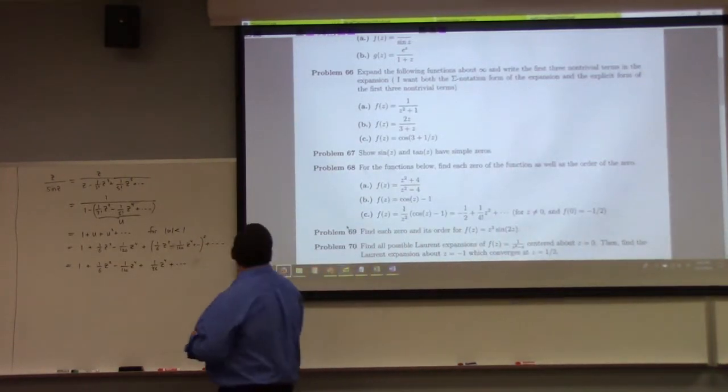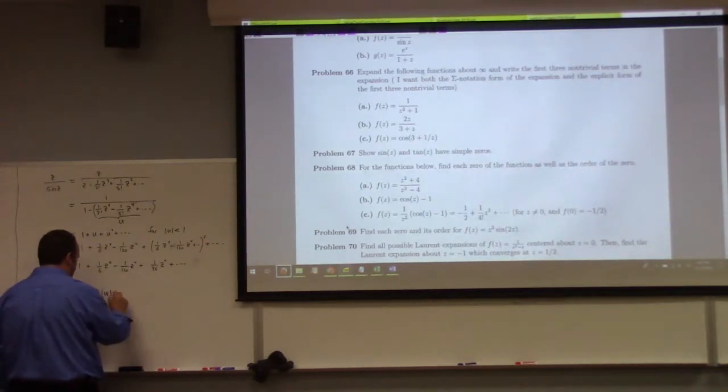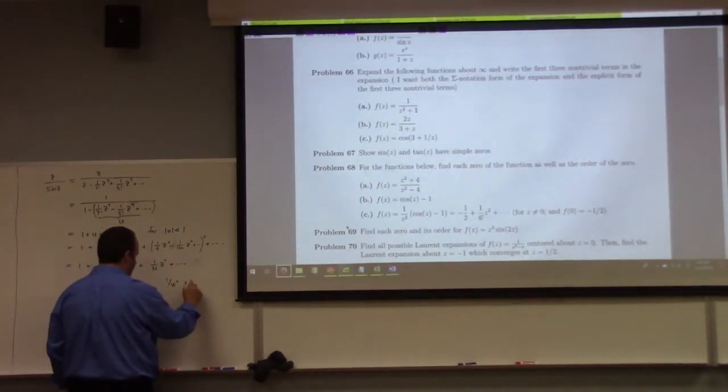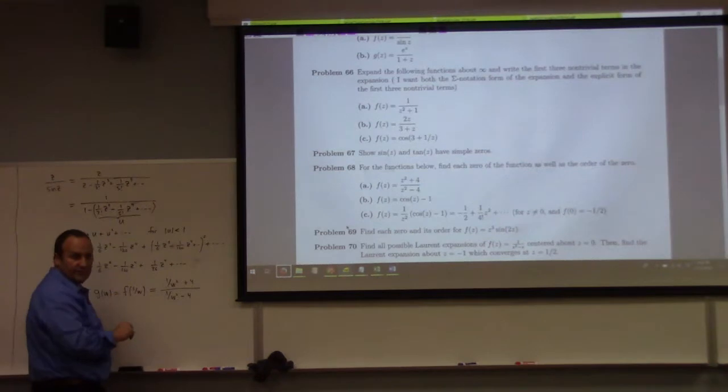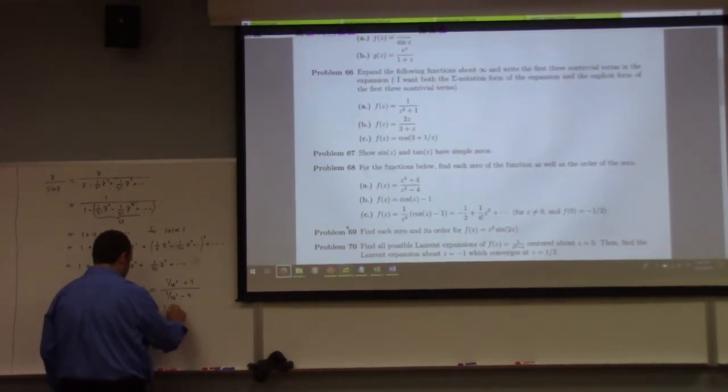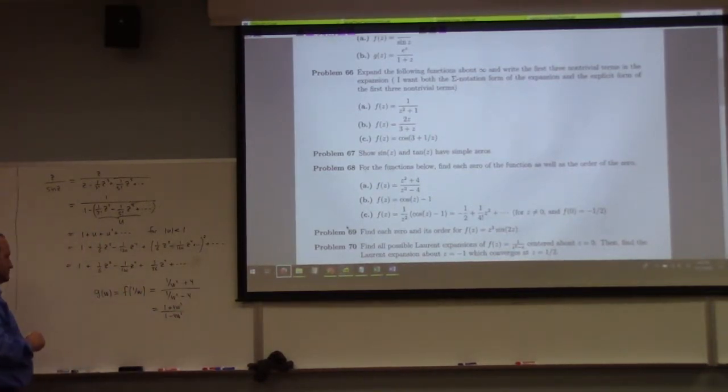Right, we've got to look at the... So for part A, we should look at g of w equals f of 1 over w, which would be 1 over w squared plus 4 over 1 over w squared minus 4, which we could probably multiply by w squared, just to make life easier. Yeah, I don't think that has a zero at zero, does it? No.